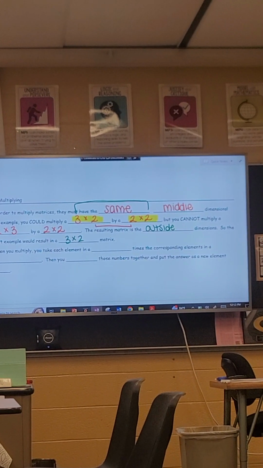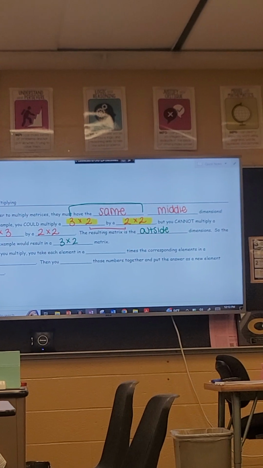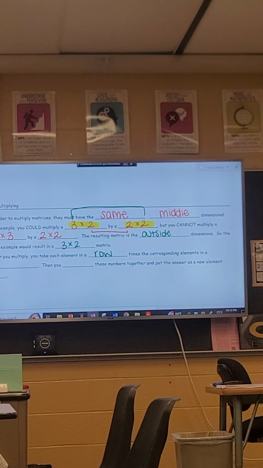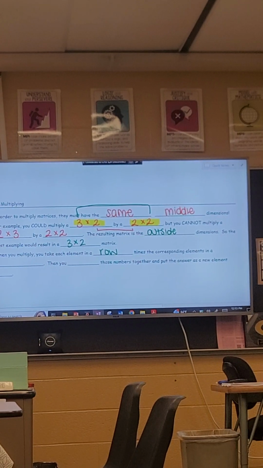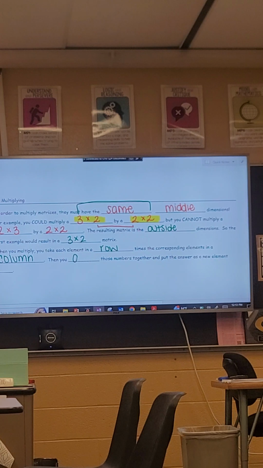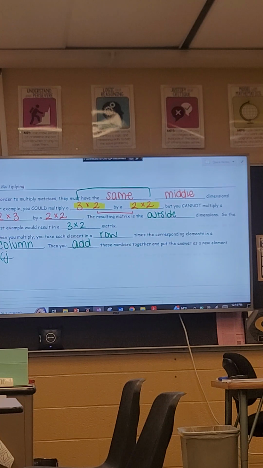Now, the description is weird of how you do it, but you are going to take each element in a row times the corresponding element in a column, and then you are going to add those values together, and that's going to give you your new element, ij. Okay? So it sounds weird. We're gonna go through it and I'll show you what it looks like.